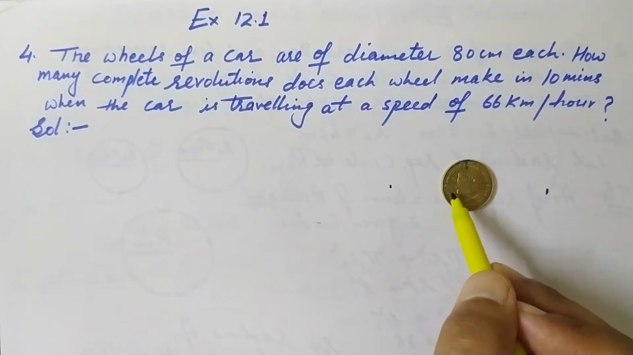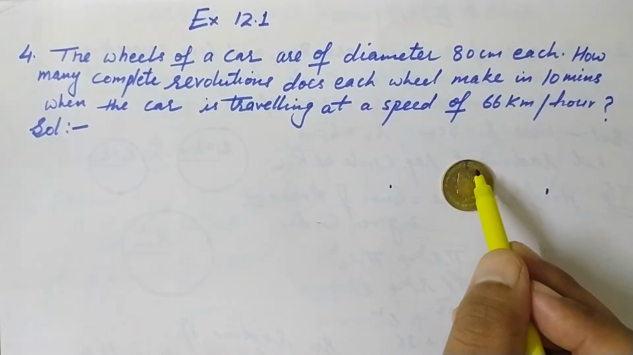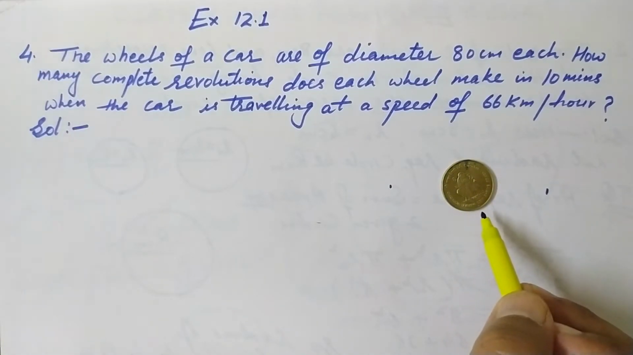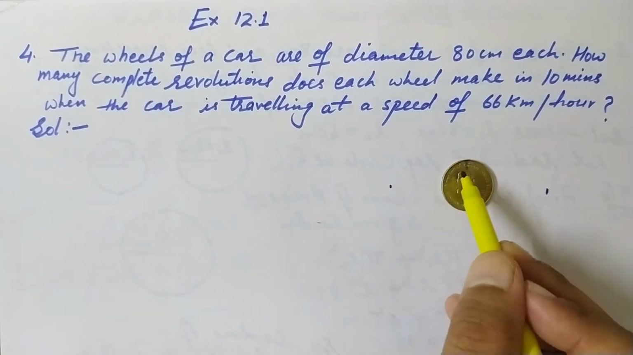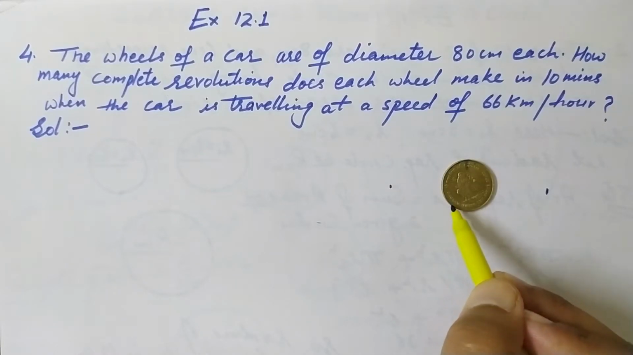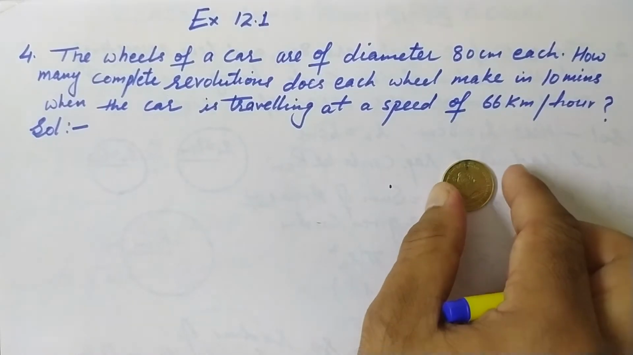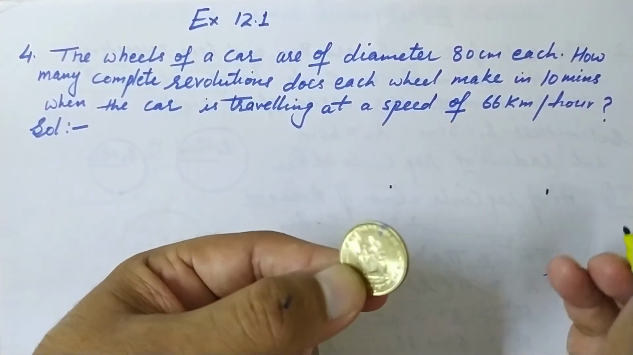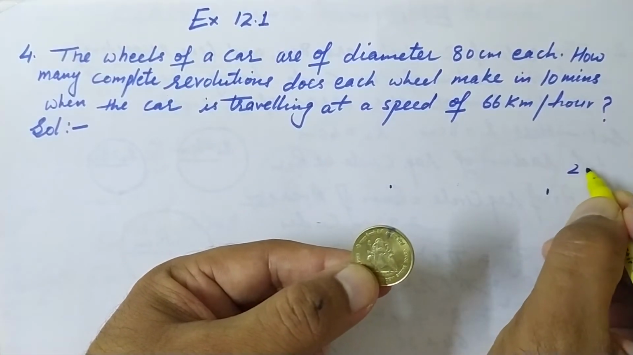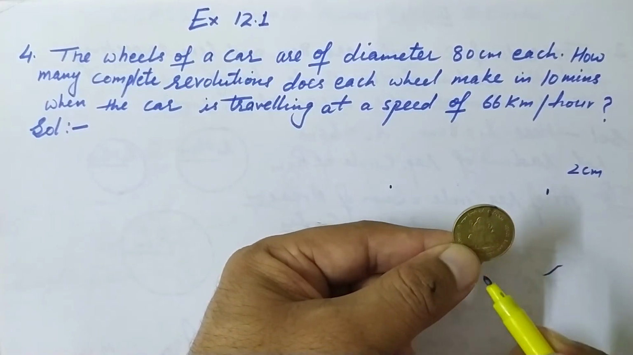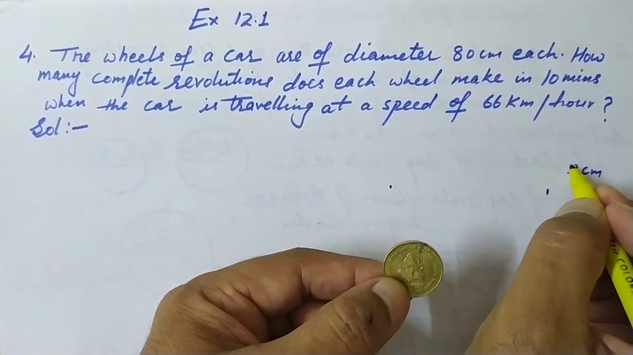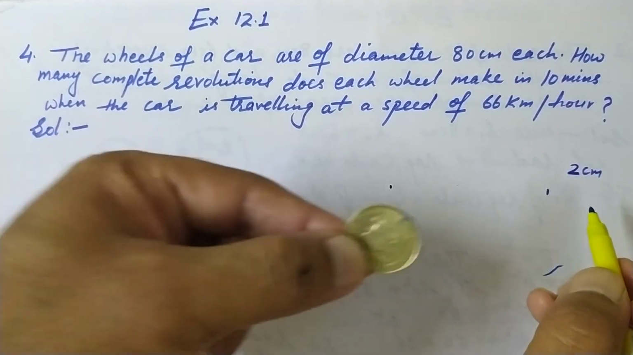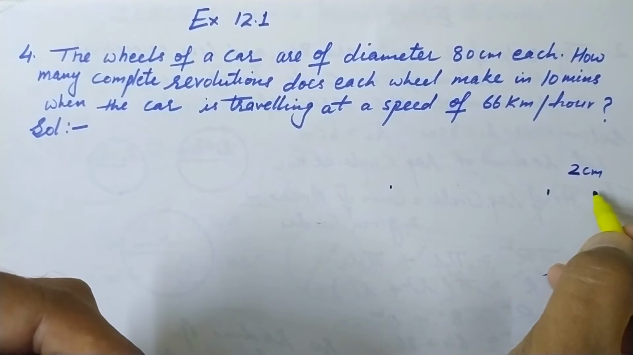Okay, 2 pi r. So what is the distance traveled by the circle or a wheel in one revolution? Equal to 2 pi r. You have seen that from here to here it is this length, 2 pi r. So suppose 2 pi r is 2 centimeter, and it has to travel a distance of suppose 50 centimeter.